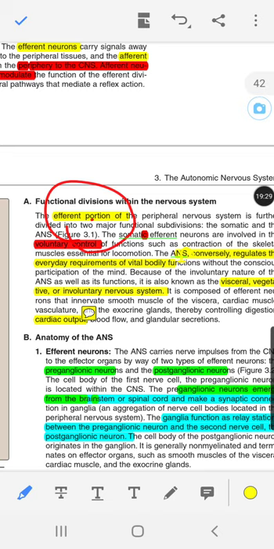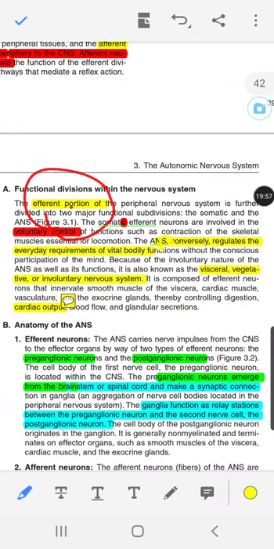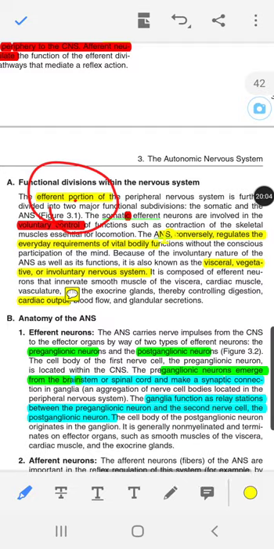So I hope you understand the functional divisions within the nervous system, which is the efferent portion, divided into the ANS and somatic system. The somatic system is the one which is under our control, and ANS is the one which is not under our control. And ANS is also called visceral, vegetative and involuntary. So this is the key point. Visceral nervous system, we can say ANS. We are familiar with the word ANS, but we are not familiar with the visceral vegetative. So the examiner can confuse you with the visceral vegetative word.